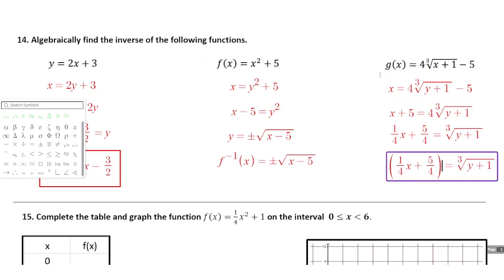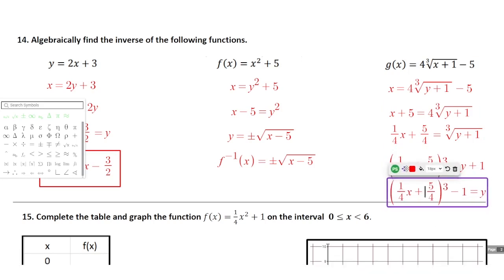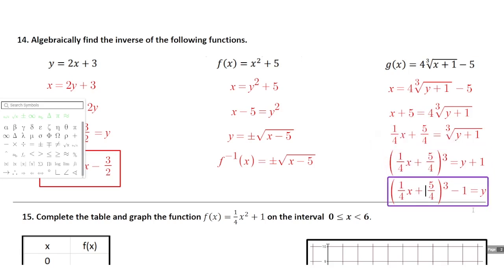I'm not actually going to do the algebra to multiply all that out. I'm just going to leave it in factored form here. And then we need to subtract 1 from both sides. All right, so not the most elegant equation here, but here is the inverse. Now, this one is a function, so I do feel comfortable writing it in function notation here.